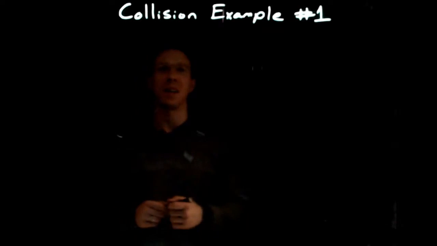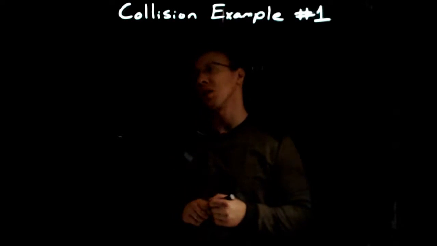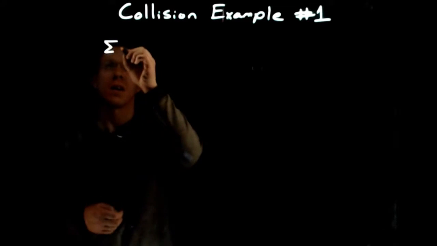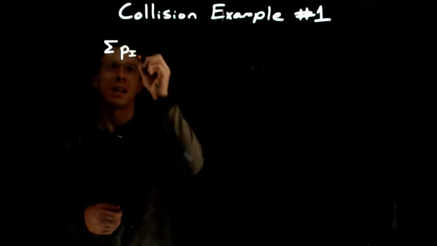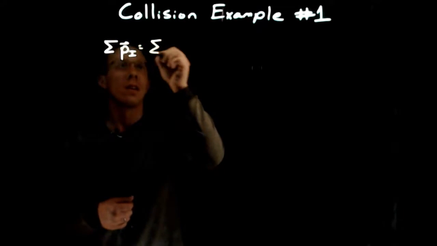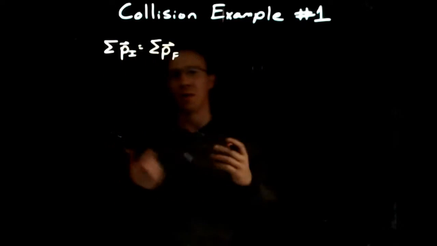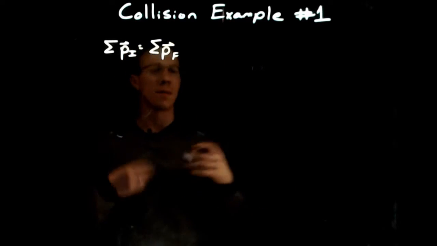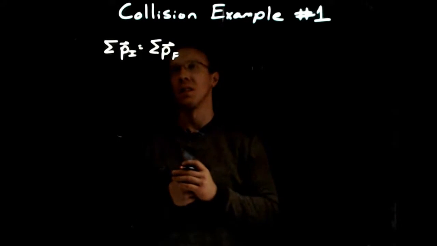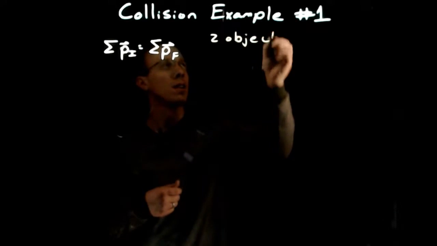Collision problems might sound difficult, but they're really not all that difficult if you remember the conservation of momentum. If you can recall, the conservation of momentum states that the sum of the initial momentums equals the sum of the final momentums. And so let's say we have two objects, and it doesn't matter what direction they're going, it doesn't matter what the mass is. So we have two objects that are going to strike each other.